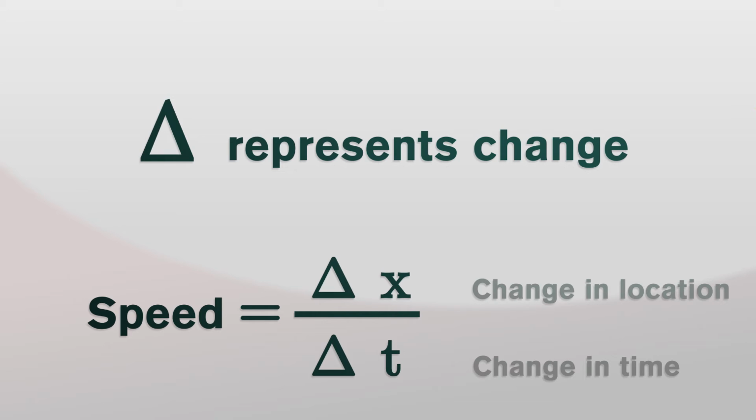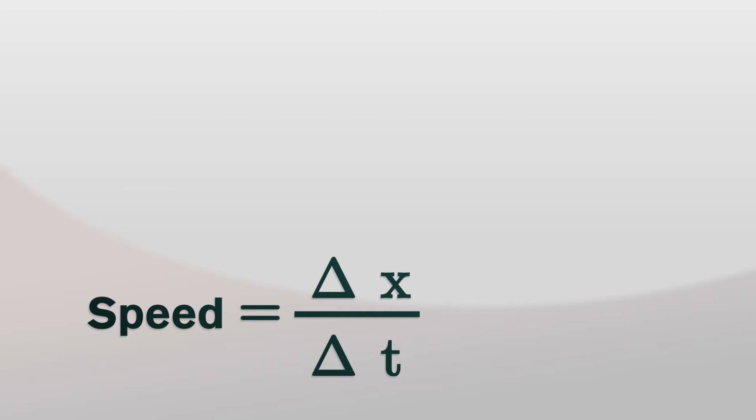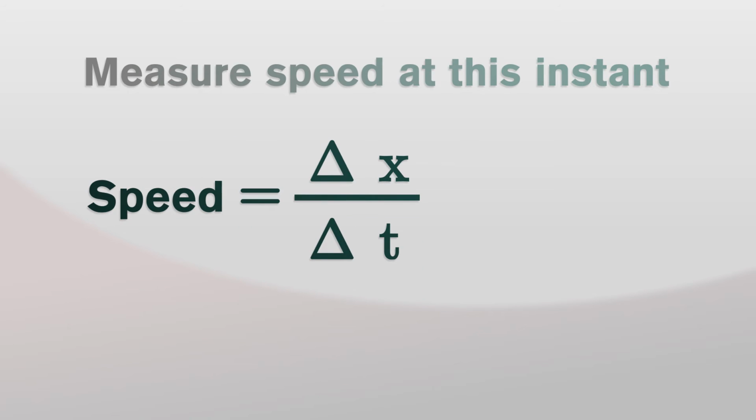So far, so good. But we usually don't want to measure speed over the last hour or minute. We want to measure speed now, at this instant. The traditional speed equals distance over time formula only gives us the average speed over some period of time. It does not calculate the speed now, at this very moment. This is where we turn to calculus.